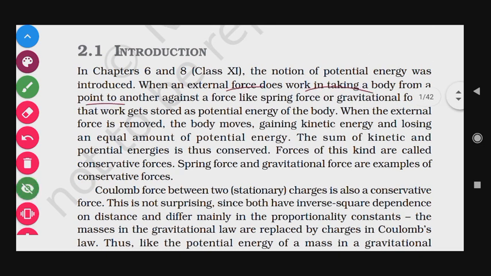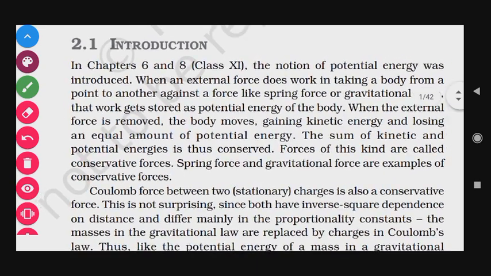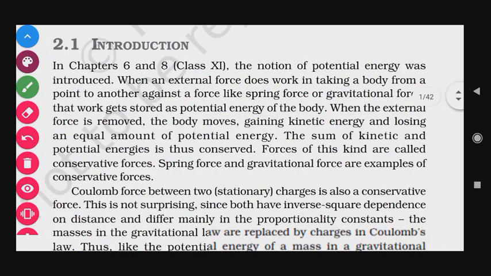Okay, so the first line is, in chapter number 6 and 8, the notion of potential energy was introduced. When an external force does work in taking a body from a point to another against a force like spring force or gravitational force, that work gets stored as potential energy of the body.